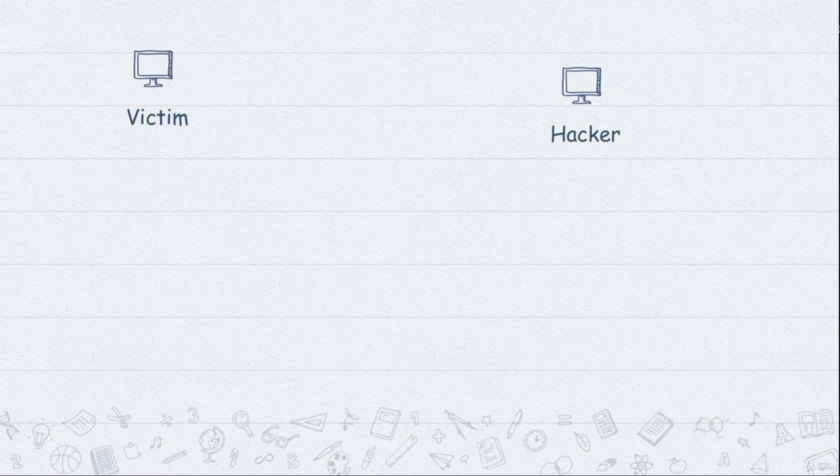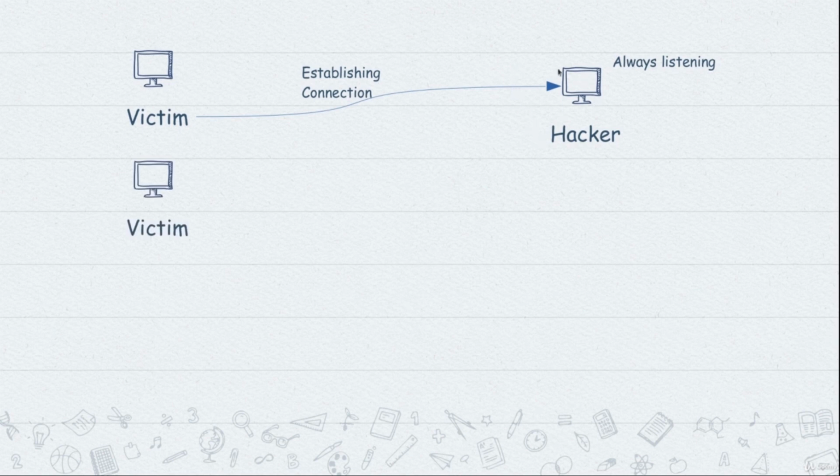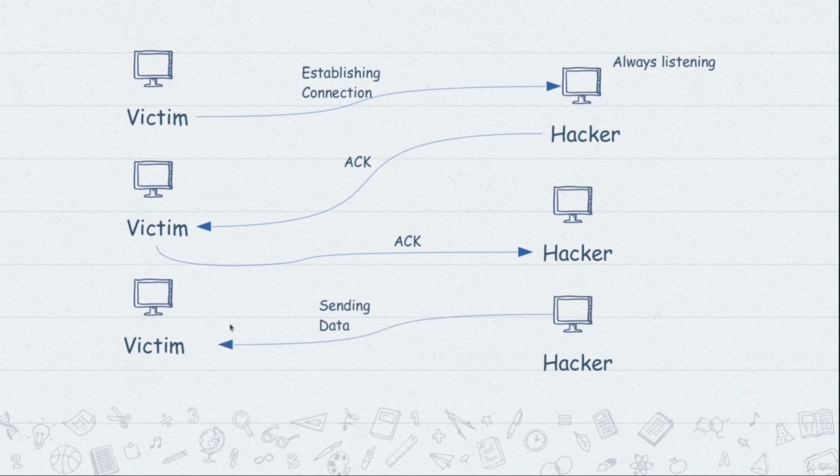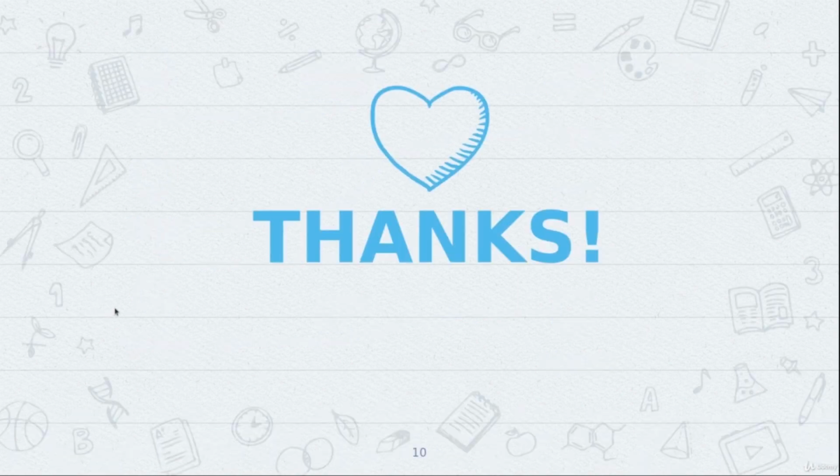We have a victim PC here, and then we have a hacker PC. So a hacker is always listening, and once the victim machine tries to connect with the hacker, we are establishing a connection between these two devices. And then once the connection is established, the hacker sends an acknowledgement to the victim machine. Similarly, a victim machine sends an acknowledgement to the hacker. Once this acknowledgement and initial connection is established, we will try to send data from hacker to the victim machine, and then similarly it can go from victim to hacker as well. So it's a bi-directional communication.